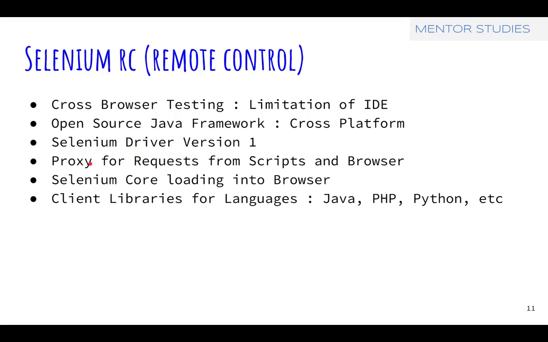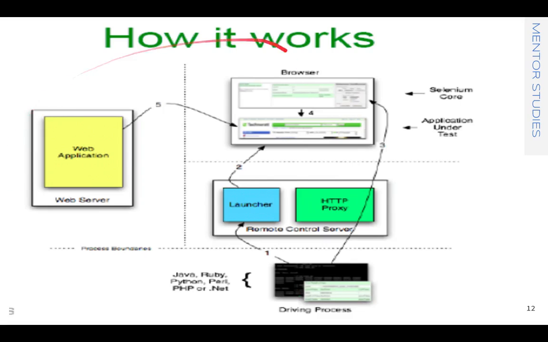Selenium RC we basically call driver version 1. Now we are running with driver version 3. So what are the main components of RC that we'll see in the next picture? It used to have a proxy, a third party server, which receives the request from the scripts that we have written and sends them to a remote browser. That is what Selenium remote control used to do. It used to have a server in between. It used to have a set of libraries, or Selenium core, which it loads into the browser so that the browser can respond to the scripts. It had client libraries in Java, PHP, Python, etc. So this is how Selenium RC looks.